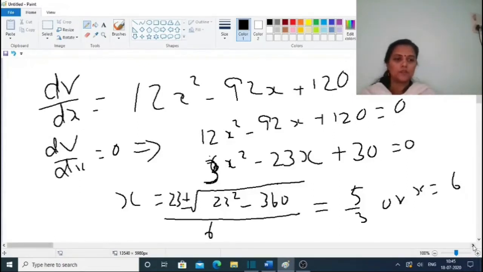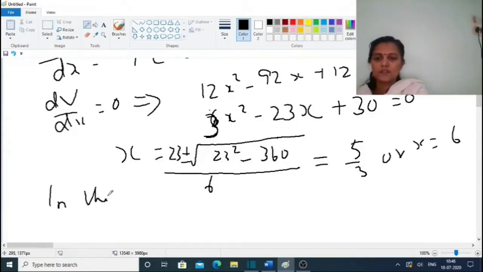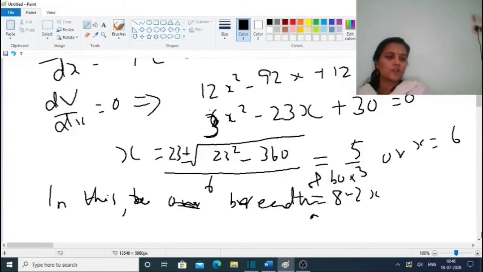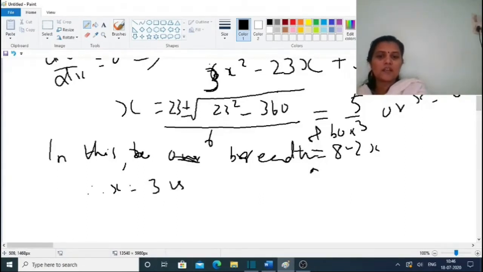So here in this x, our length is, our breadth is 8. Breadth is 8 minus 2x. So breadth of box is equal to 8 minus 2x. So 8 minus 6, 2 into 6 is not, therefore x equal to 3 is inadmissible.